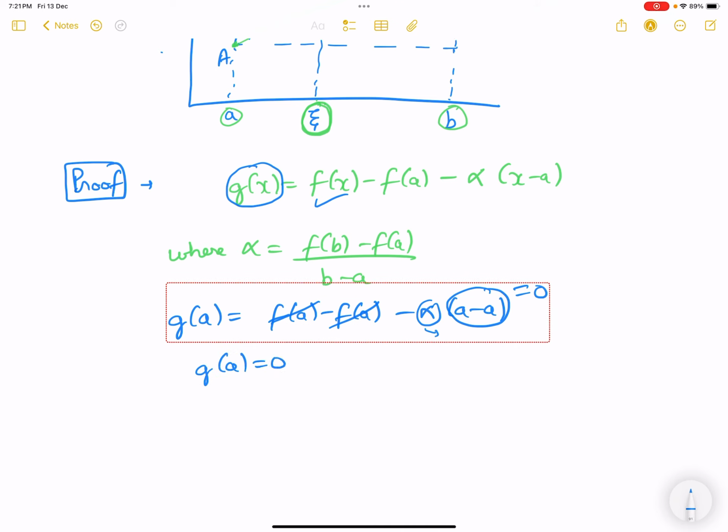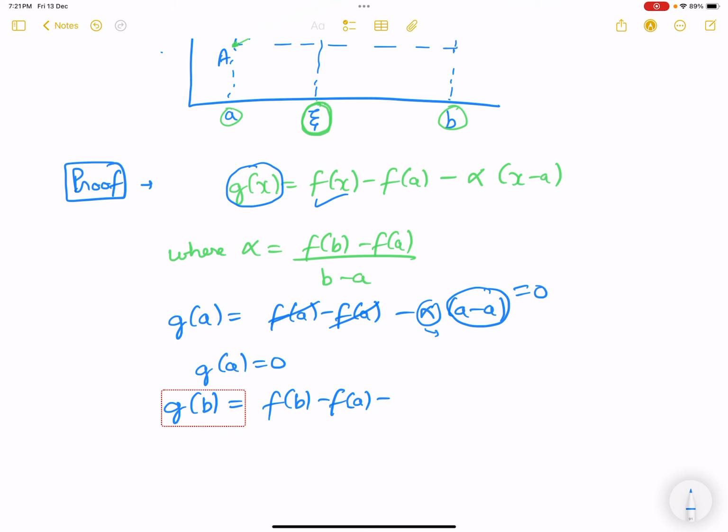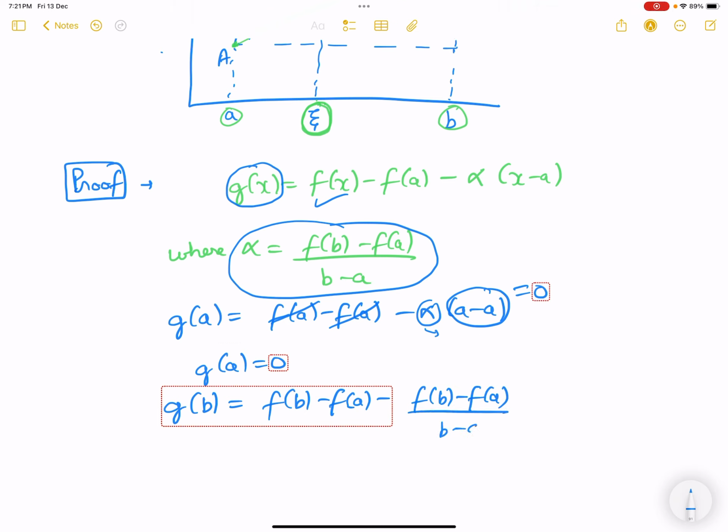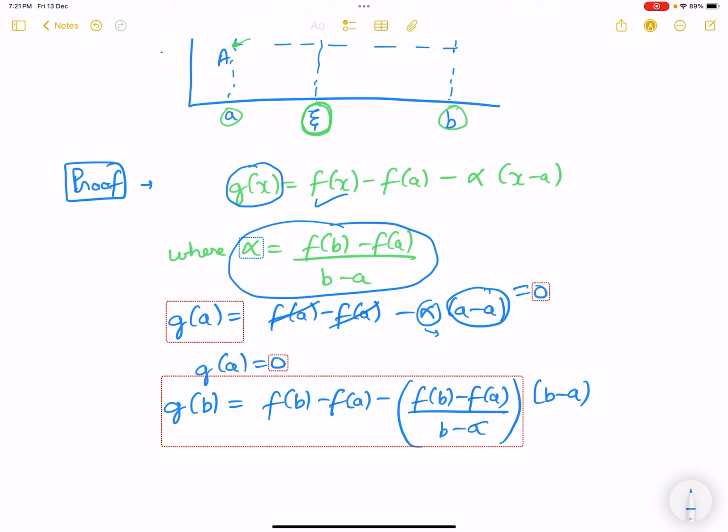Now similarly, we can find the value of g(b). g(b) would be f(b) minus [f(a) plus alpha], where alpha is (f(b) minus f(a)) upon (b minus a), into (b minus a). So b minus a cancels out, f(b) would cancel out, and everything cancels out. So we have g(b) equal to 0.